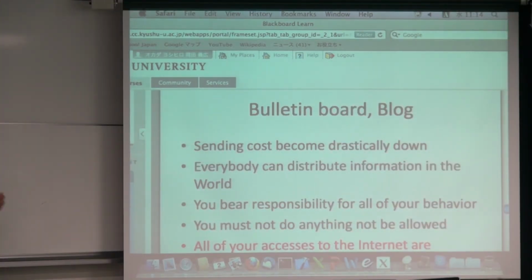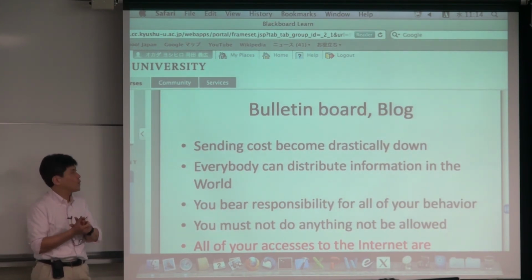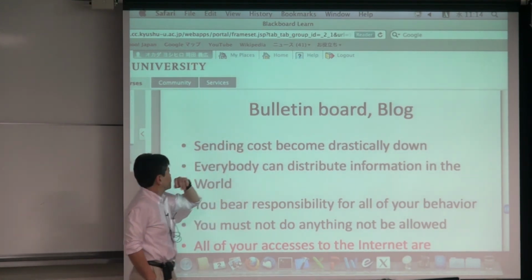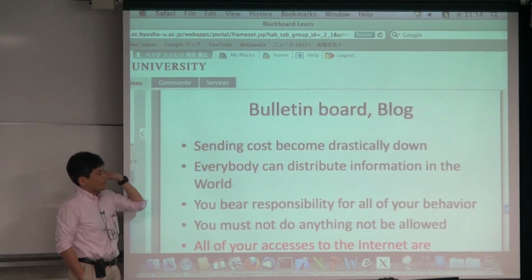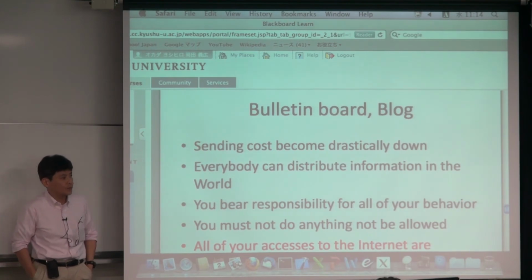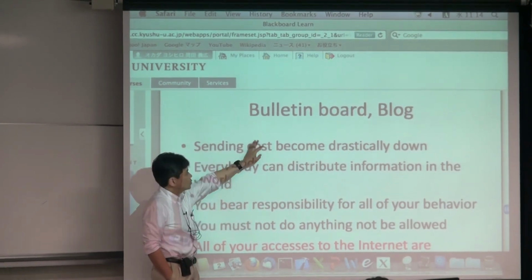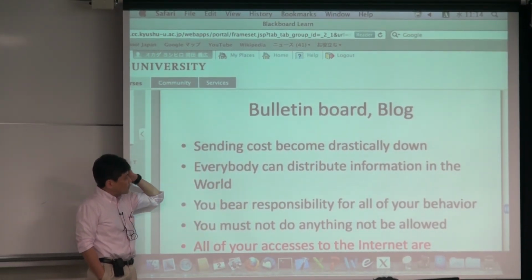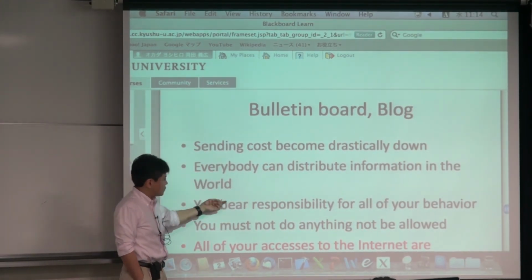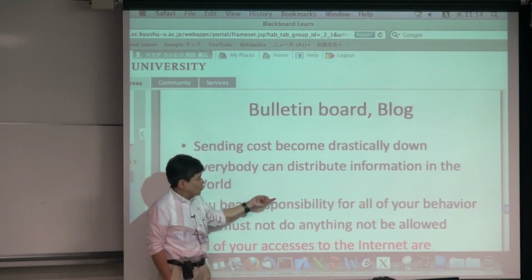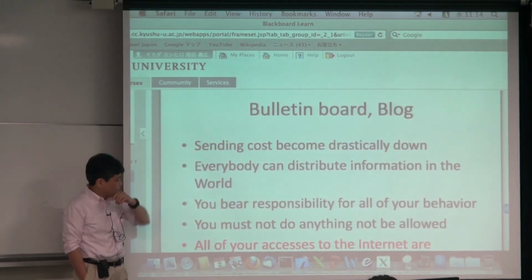Very convenient services on the internet, on the World Wide Web, are bulletin boards or blogs. Using this service, you can send any information to many persons. So sending cost is drastically down, sending cost is very cheap, and everybody can distribute information in the world, and you bear responsibility. So this is very important for all of your behavior about bulletin boards and blogs.